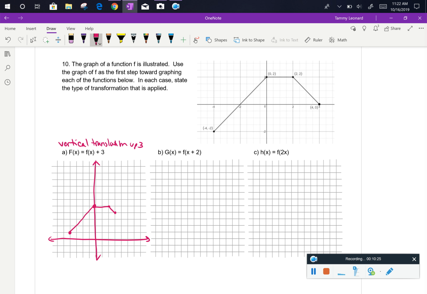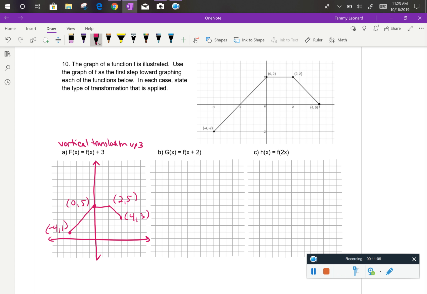Yeah? All right, now, I probably would very specifically label these points. Oops, I did that one wrong. It should be (4, 3). (4, 3). That's better. (4, 3), (2, 5), (0, 5), and (-4, 1). All right, so let's look at the next one. Capital G of x is going to be f of x plus 2. What transformation is that? Horizontal translation. Is everybody okay with that? Yes, we're good? All right.